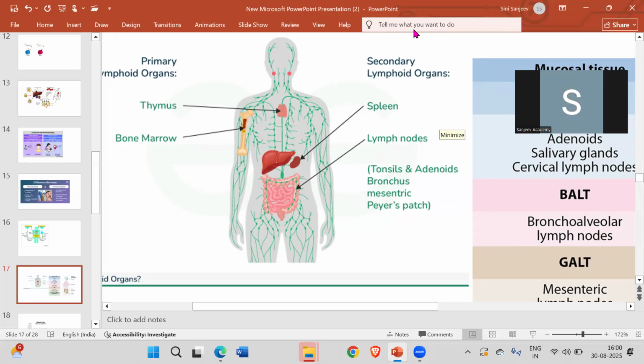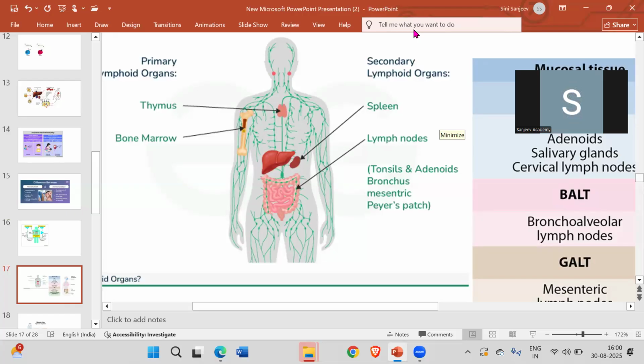Whenever a baby is born, the thymus is very big, meaning large in size. But when the baby grows up, the thymus shrinks. It becomes small and does not have much effect. So the thymus is a bilobed structure located near the heart, which helps in the maturation of your T lymphocytes.